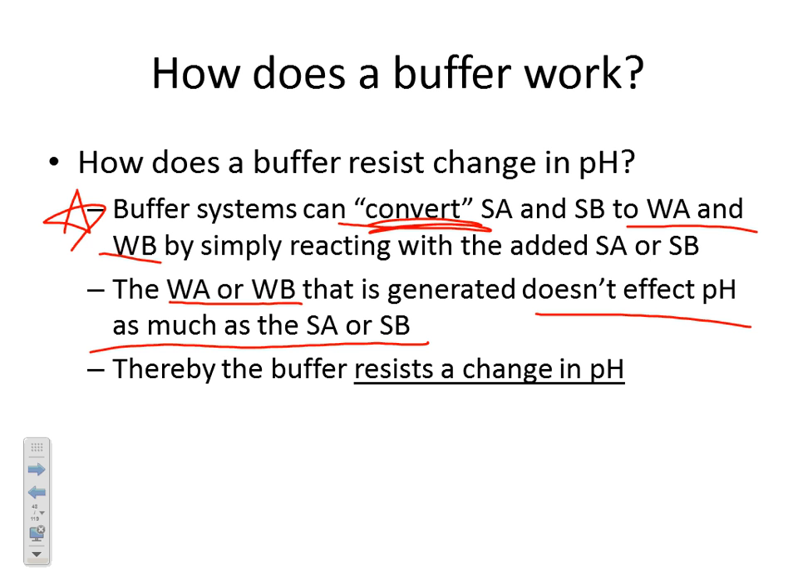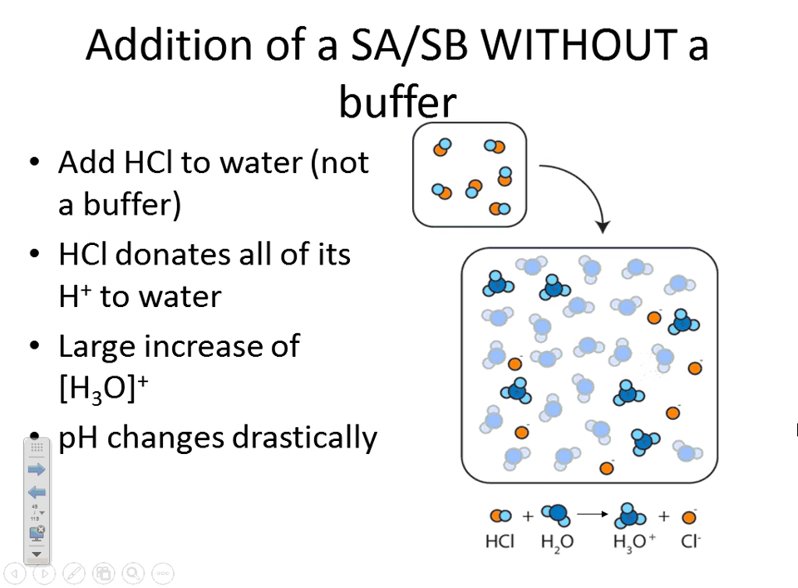So we take a strong acid, we turn it into a weak acid through a reaction, and we get something that will not affect the pH as much. We resist that change in pH. We are not going to be altering the amount of H plus or OH minus ions significantly.